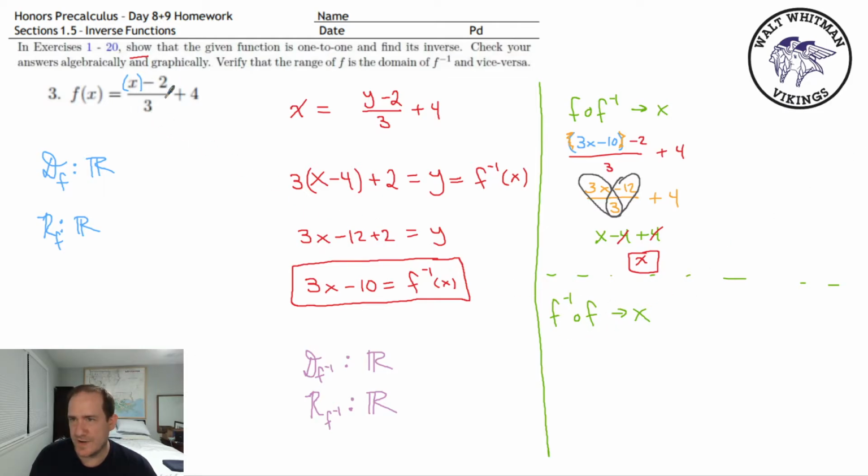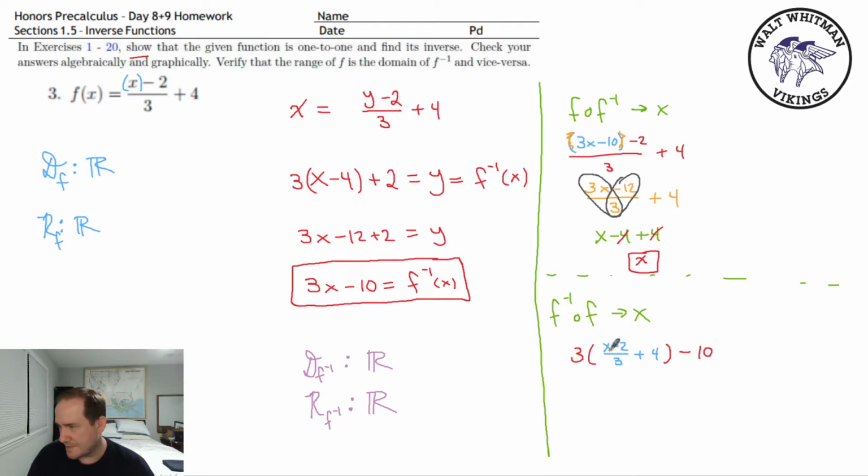So this time we're going to take all of f of x and plug it into the inverse function. So we'll have 3 times the original function f minus 10. And that whole thing should boil down to x. So the original function is (x minus 2) all over 3 plus 4. So to clean this up, I suppose you would start by distributing in the 3.